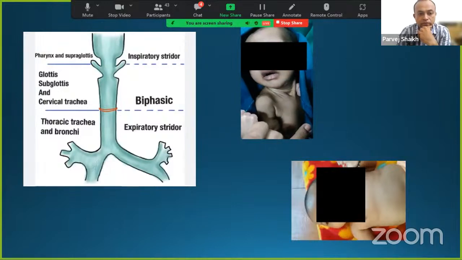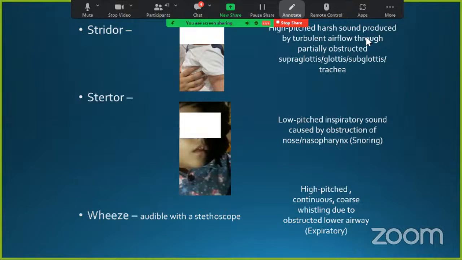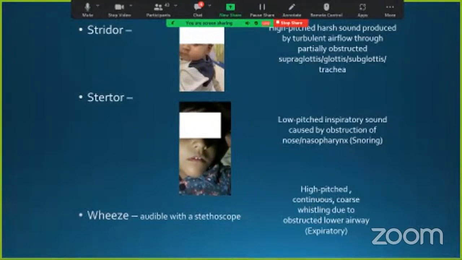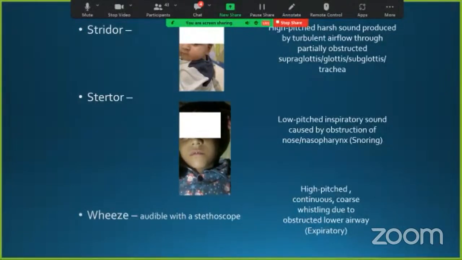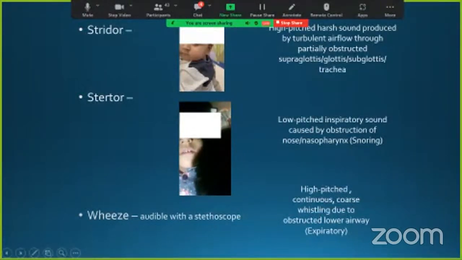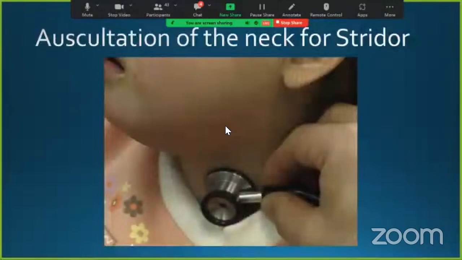So if you don't mind, I'll just play these two sounds also. Just increase the volume on that. My volume is maximum. Are you hearing this sound? Yes, ma'am. Fair enough. So there are other videos where I believe you'll be able to hear better. So here is this inspiratory sound.